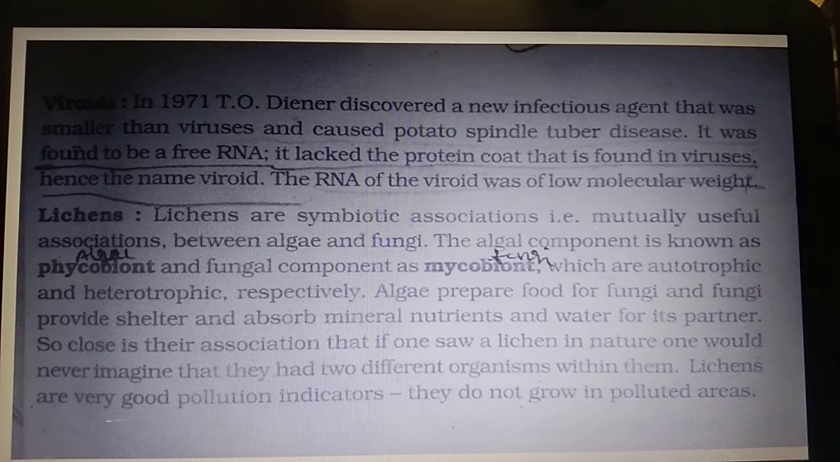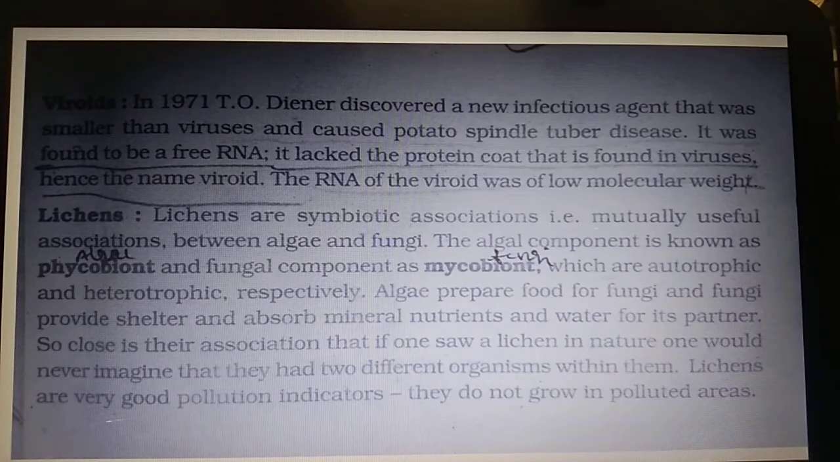So close is their association that if one saw a lichen in nature, one would never imagine there were two different organisms within it. Is it so, students? Yes. You should also look for the lichens around you, and if you find them, then it will be really very enlightening, and you should be taking such steps.